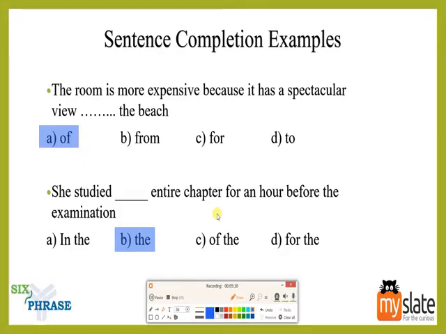The is used to specify something, right? The is used to specify something. Of the does not work here, right? So these are pretty basic, easy examples. So now let's look at another example.